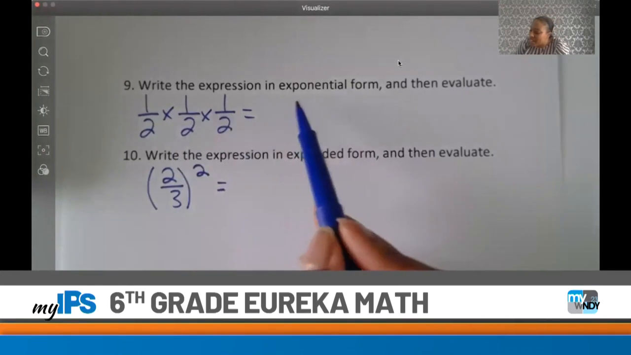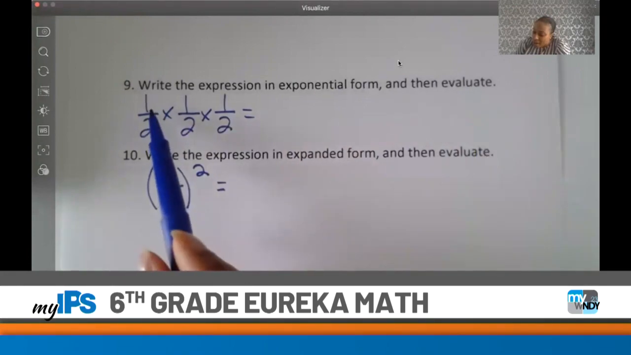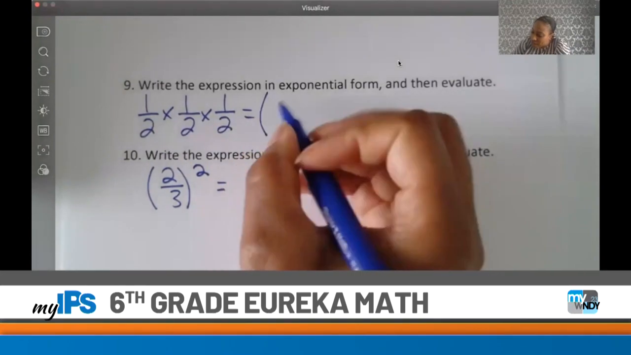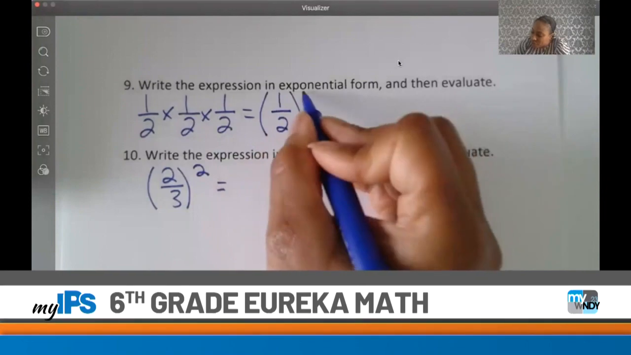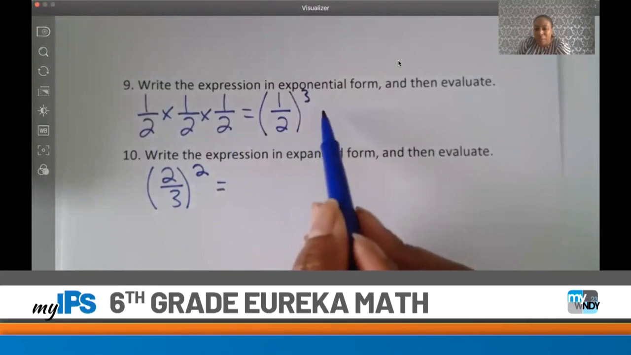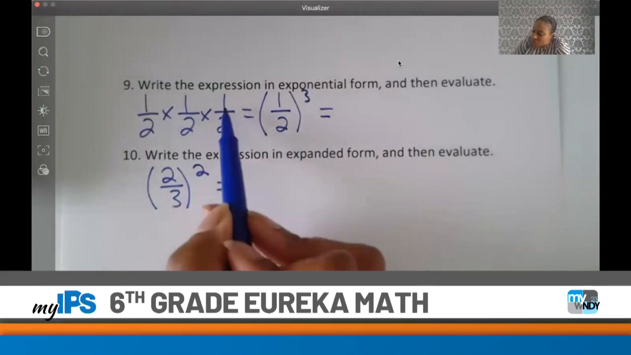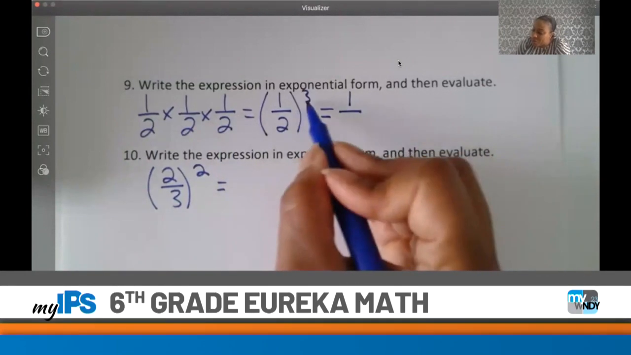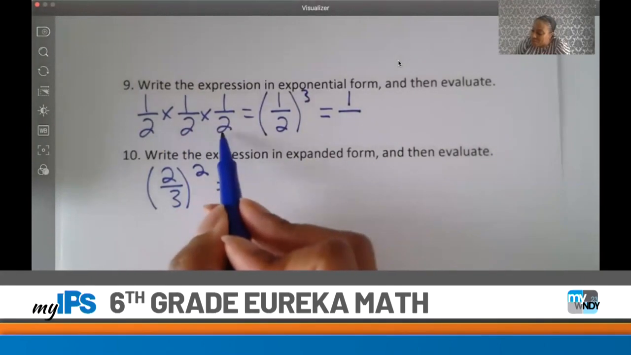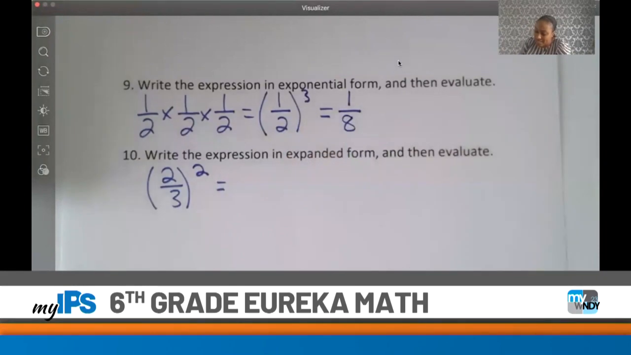Write the expression in exponential form and then evaluate. 1/2 times 1/2 times 1/2. Well, let's first write that in exponential form. I have 3 1/2, so 1/2 will be my base and 3 will be my exponent. 1 times 1 times 1, or 1 to the 3rd power is 1. 2 times 2 times 2 is 8. 2 to the third power is 8.